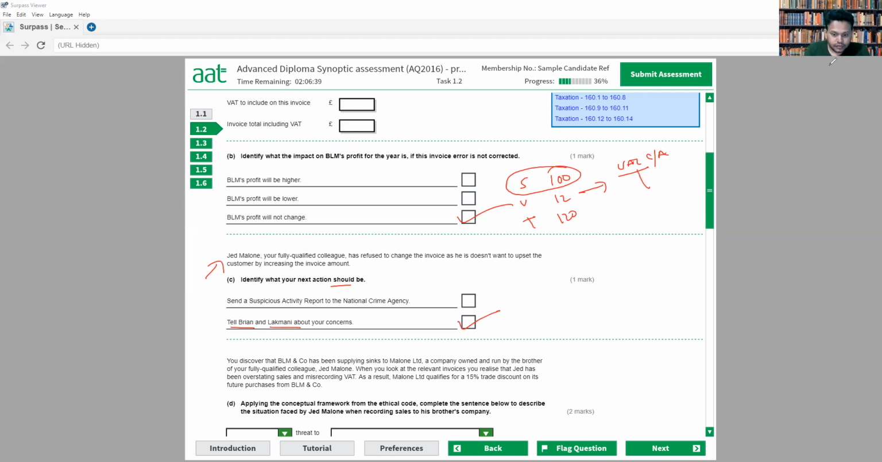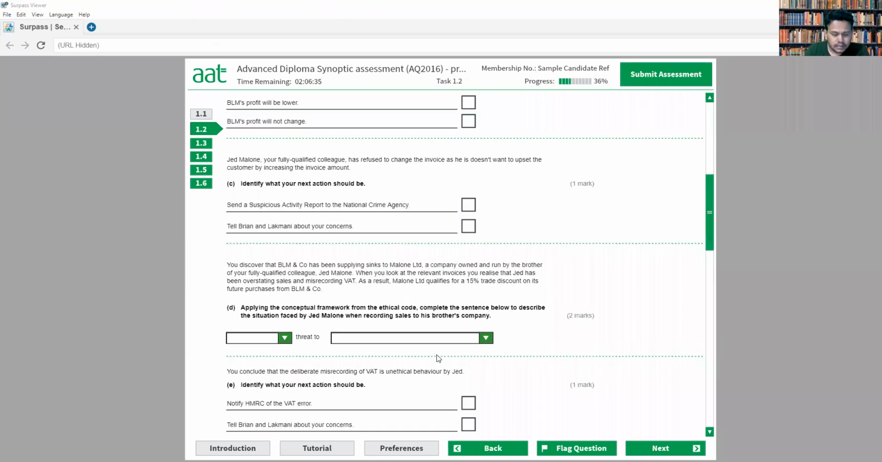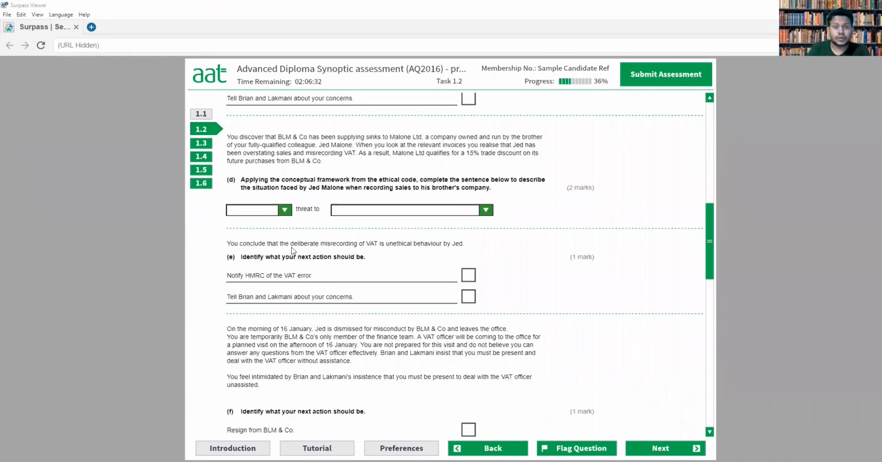All right, so let's move on to the next one. The next one we have here, let's have a look at what we have. You discover that BLM & Co. has been supplying zinc to Melon Limited, a company owned and run by the brother of your fully qualified colleague, Jed Melon. When you look at the relevant invoice, you realize that Jed has been overstating sales and misrecording VAT. As a result, Melon Limited qualifies for a 15% trade discount on its future purchases from BLM and Co. So this is like the family trade.